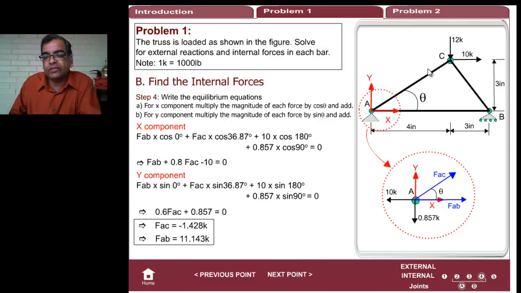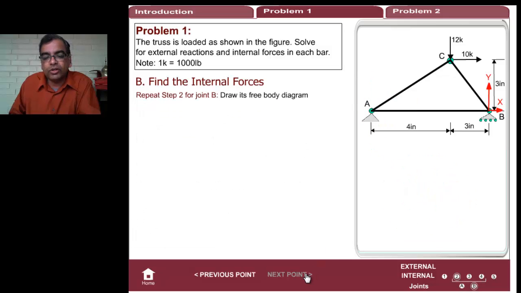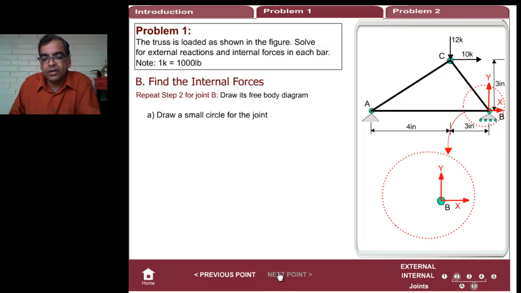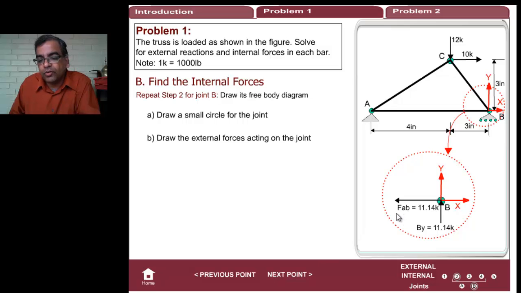I have two choices. I can go either to joint C or joint B. I'm going to pick joint B. You can go and do joint C if you like. It's not a problem in this particular problem. Okay. So let's go to joint B. Now new x and y axis at joint B. There's my joint B. There are my two forces.